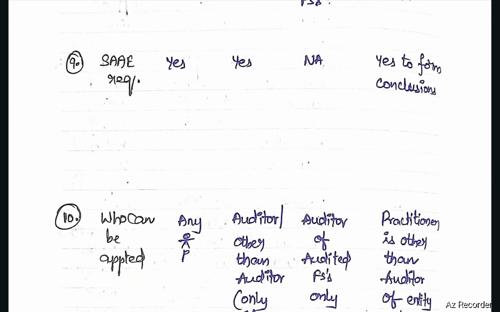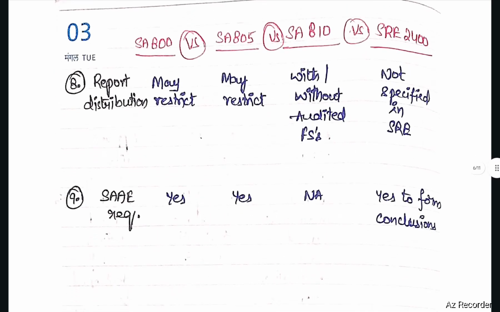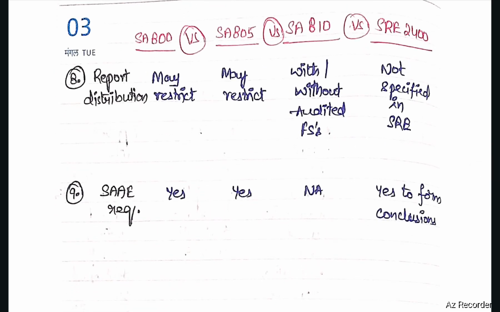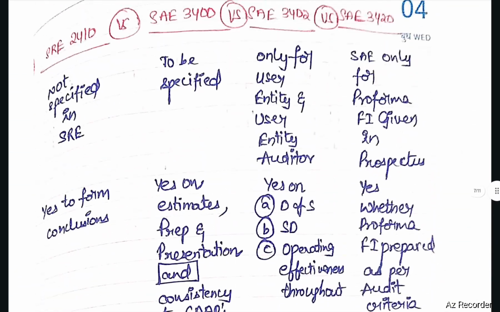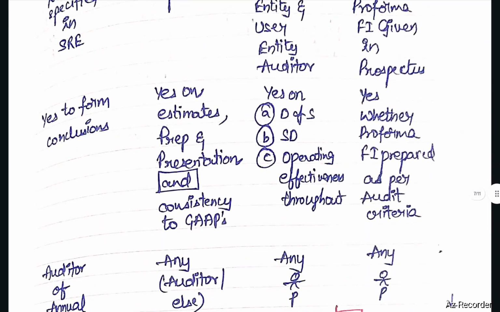Next, sufficient and appropriate audit evidence is required or not. As per SA 800, it is required. 805 required. 810, it is not required. That is not applicable. And in case of SRE 2400, sufficient and appropriate audit evidence is required. Sufficient and appropriate evidence is required to form conclusions. Next, as per SRE 2410, sufficient and appropriate evidence is required to form conclusions.